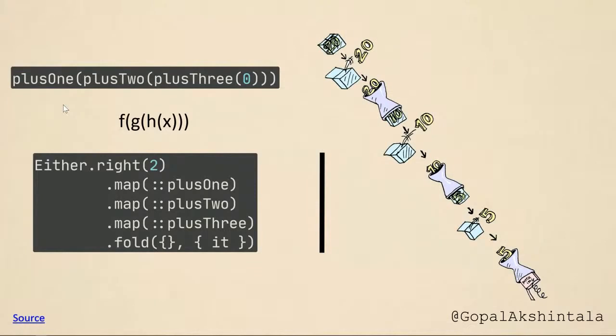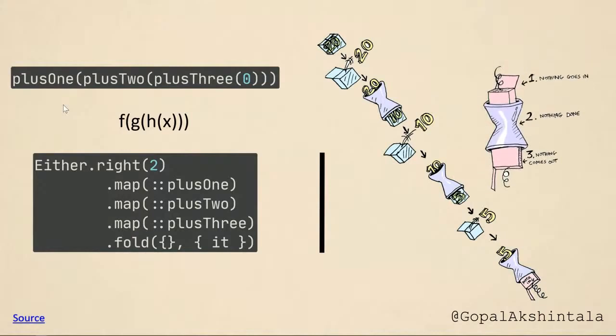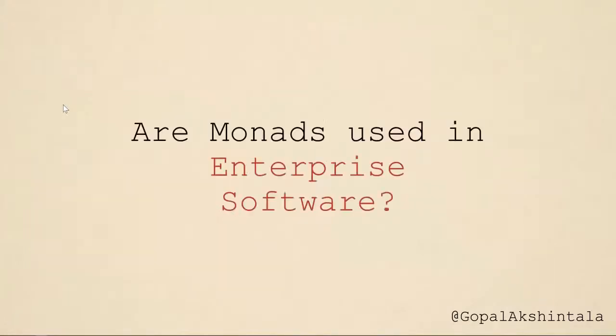So this is how you can imagine this kind of composition, wherein you have a box, you have a value in it, and you're passing that value from one function to another. And what happens if the box turns to left state in the middle? Nothing really happens. Subsequent functions wouldn't be applied; they would be ignored. So we'll be using this particular property in solving our design problem that we're going to see now.